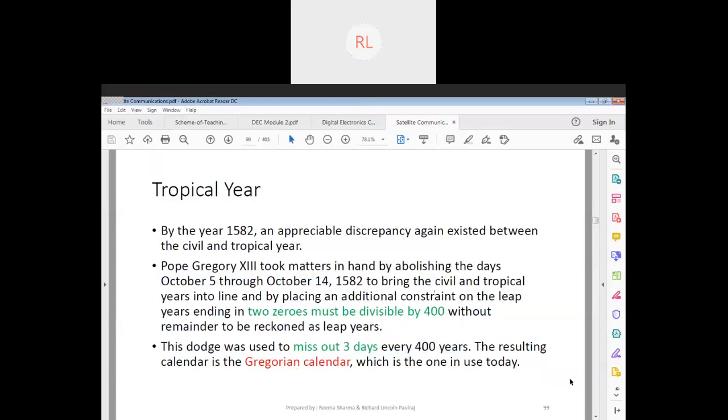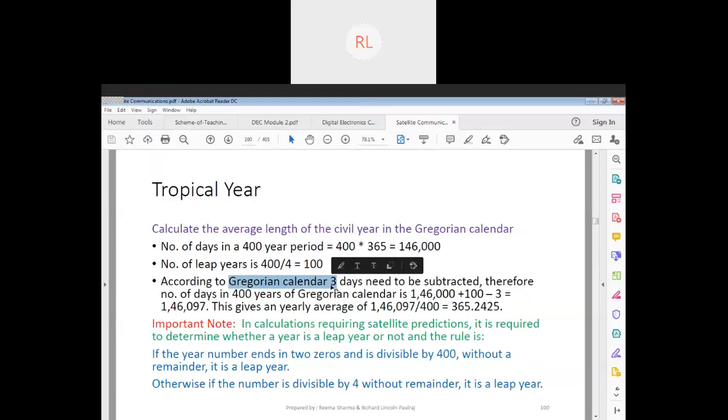He also placed an additional constraint on leap years: years ending in two zeros must be divisible by 400, with zero remainder, to be reckoned as leap years. This dodge was used to miss out 3 days every 400 years. So by this method, we lose only 3 days in every 400 years. This calendar was called the Gregorian calendar, because the Pope's name was Gregory, and it is the one we use these days. Before 1582 we used the Julian calendar, and now we use the Gregorian calendar, which misses only about 3 days in 400 years.